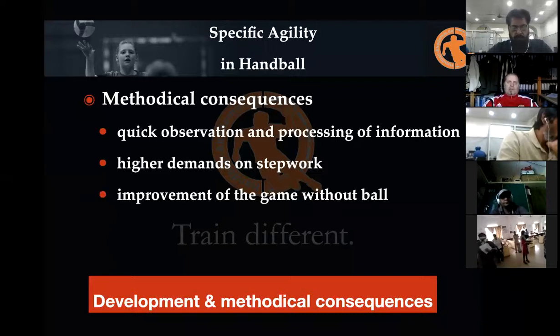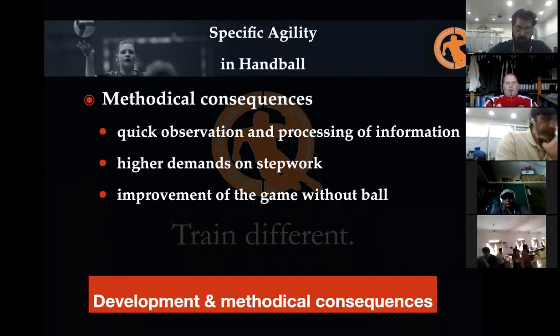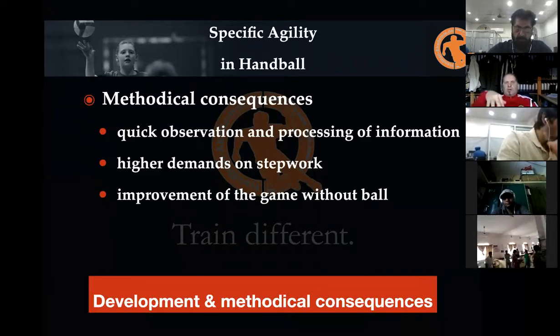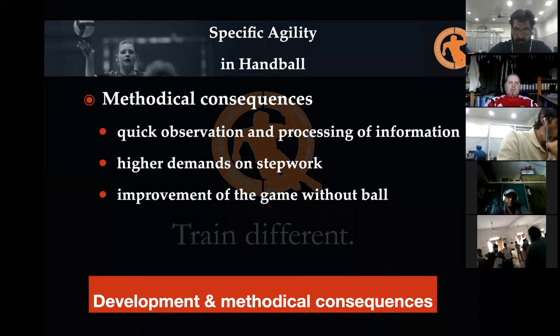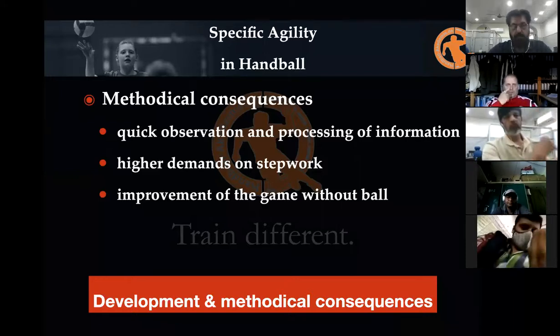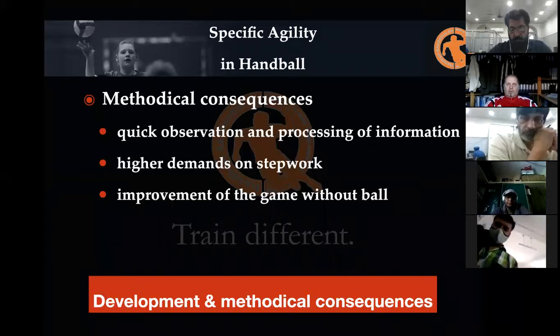Third is that especially the game without ball has to be improved. Because if only the player with ball is moving, it's a boring game. If 5 players take a position on the court and wait for the ball to come, and even some short seconds, 1 or 2 seconds before they start to move, this is not an intense game. The intensity of the game is coming from the players that move without ball. And the more those players without ball move, the better it is for our game.